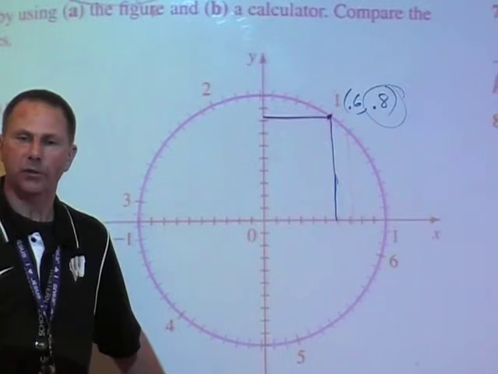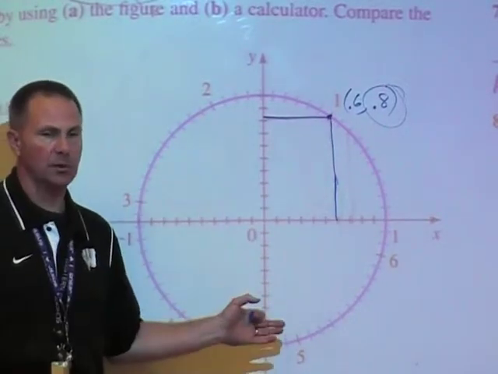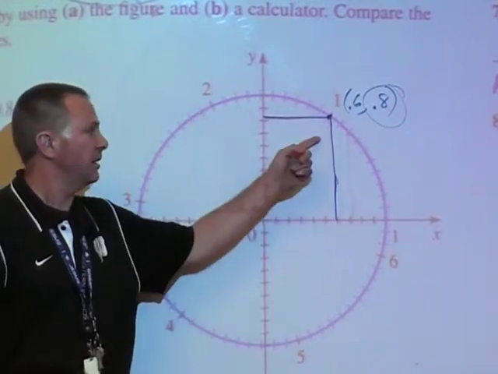All you're doing is looking for either x and y or a combination of them, like for tangent. But you got to be able to tell me what the coordinates are of any of these points around here. So now, we approximated it.